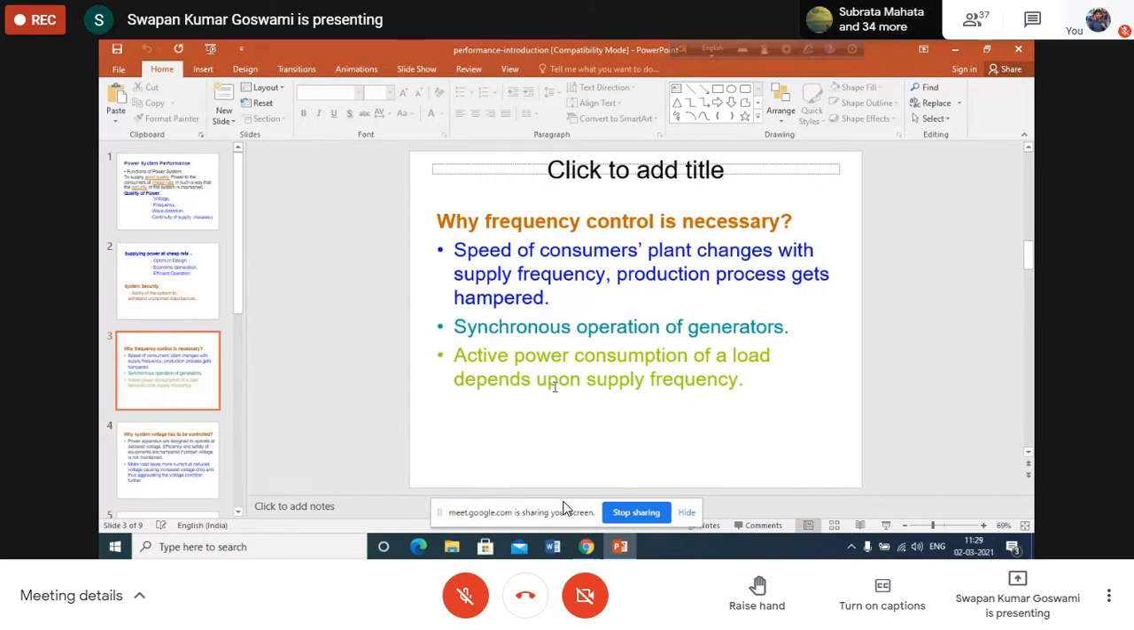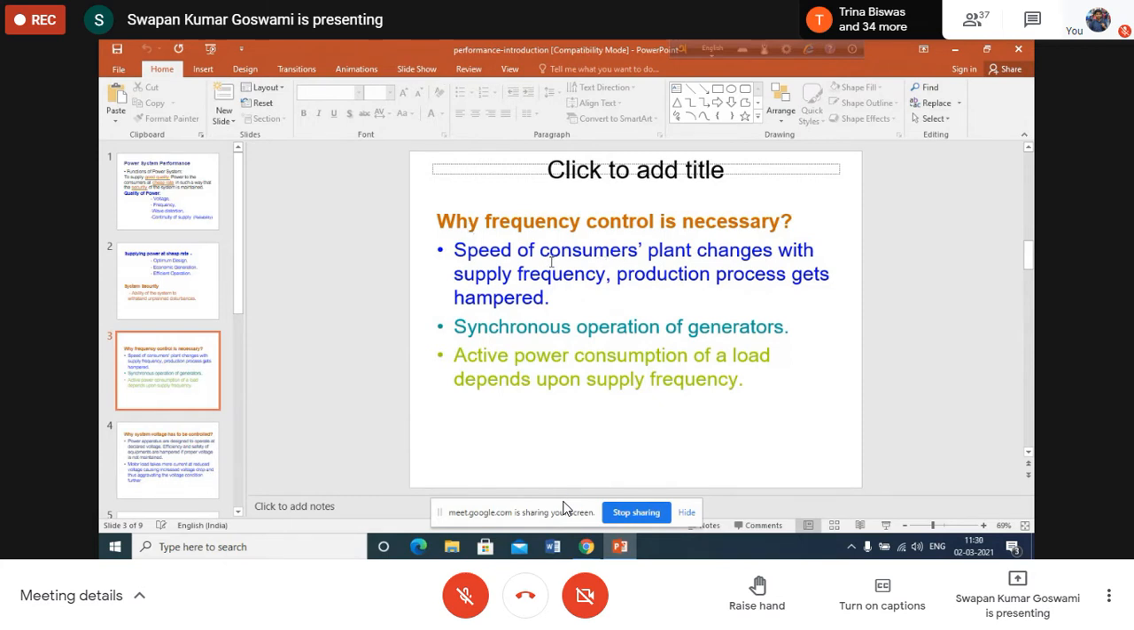You cannot actually estimate what will be the power demand of the system. Unless your frequency is known, frequency is constant, you cannot estimate properly what will be the total power demand of the system. And this estimation of power is very, very important. Therefore, for these three reasons, the frequency control is necessary.